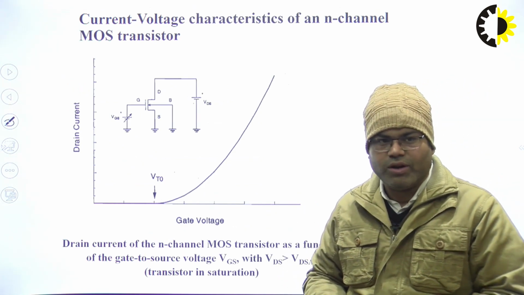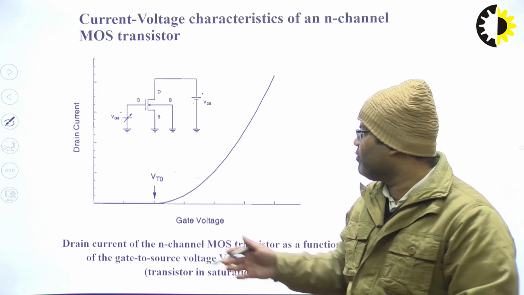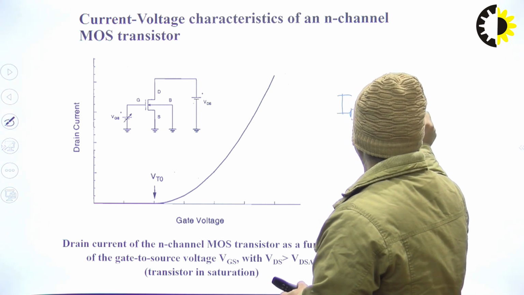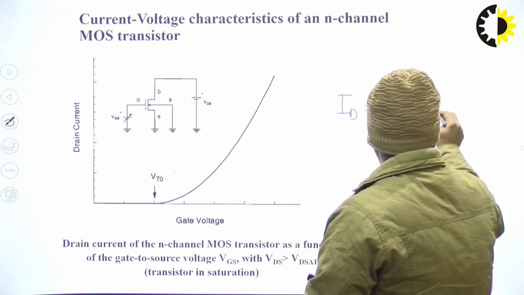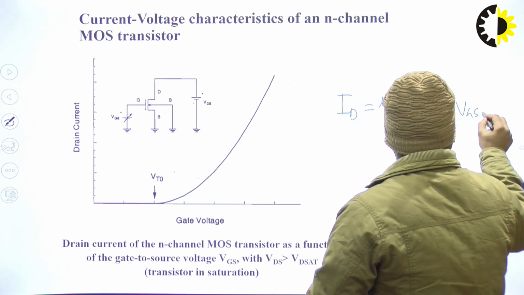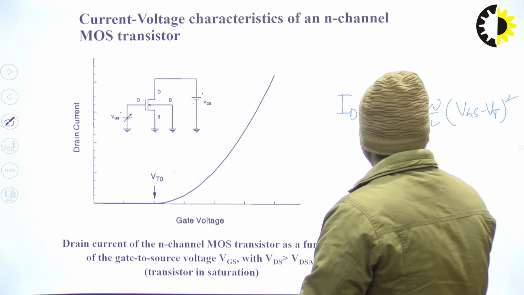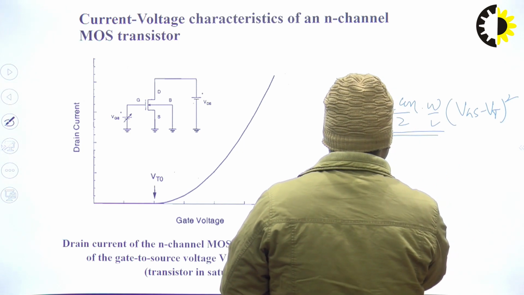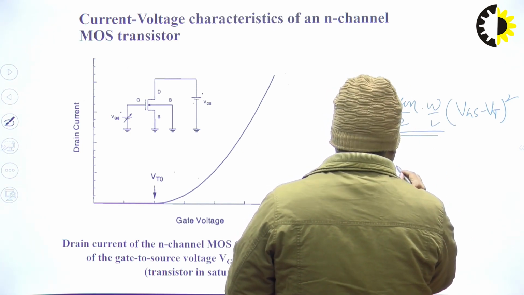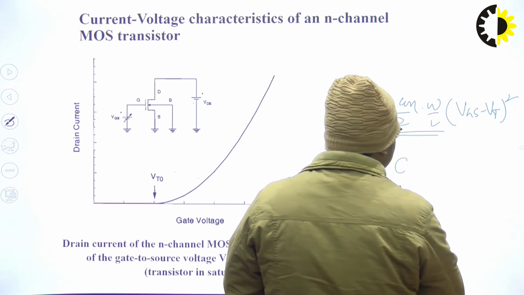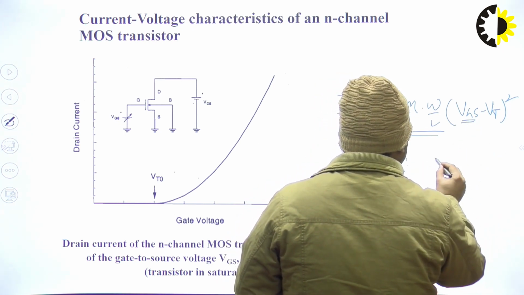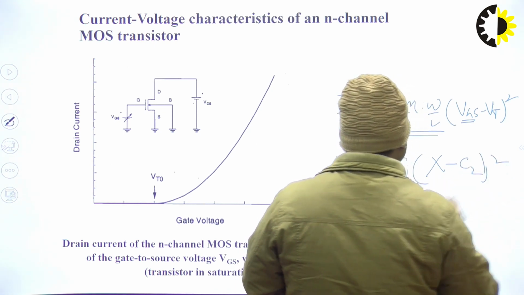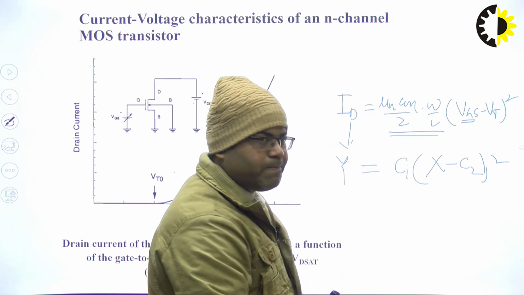In saturation mode, we have the current equation: ID is equal to mu n Cox by 2 into W by L into (VGS minus VT) whole square. If we are taking current on the y axis, and this is basically a constant, you can write it as C, and VGS is taken on the x axis, x minus something constant, then y is equal to Cx square, meaning an upward parabola.